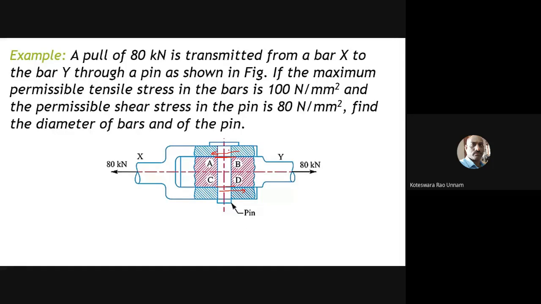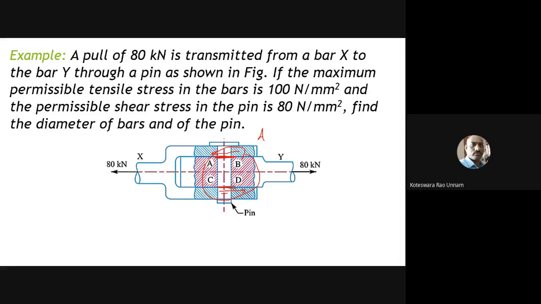So therefore what happens here is it is subjected to a shear load. Because of the shear load, the pin is shearing here as well as here, at two locations. It is shearing at two locations, so therefore I will call it a double shear.